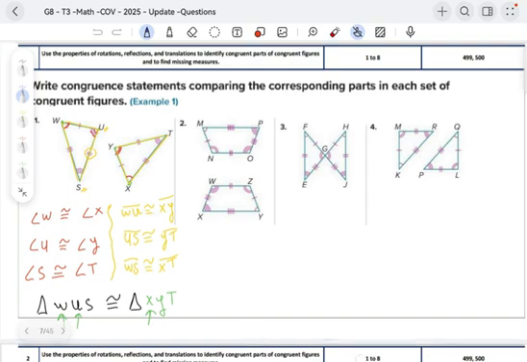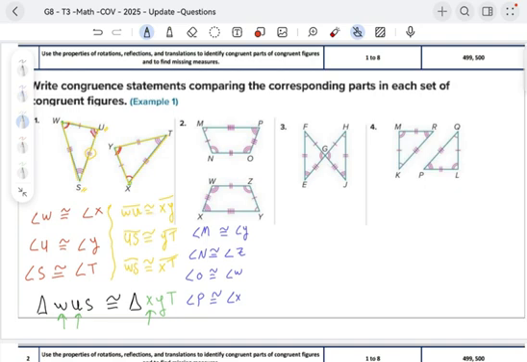Let's start with angles, and then we're gonna write the sides. First, angle M is congruent to angle Y. Then we have angle N is congruent to angle Z. Then we have angle O is congruent to angle W. And the last one is angle P is congruent to angle X. This is for the angles.